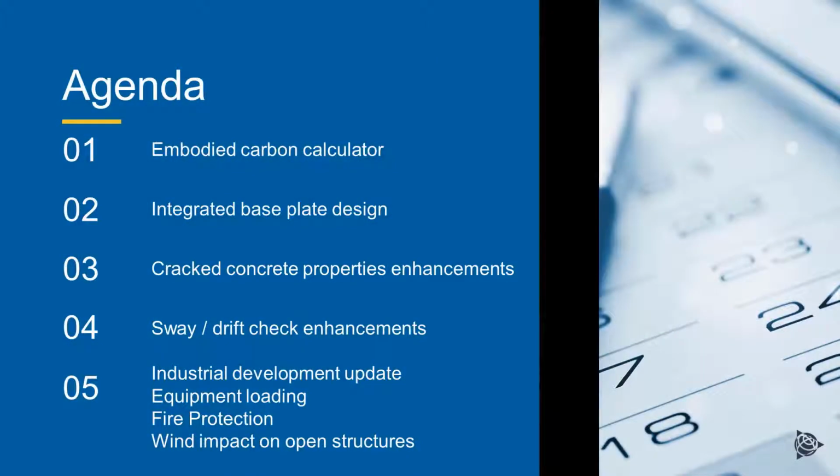The 5 main highlights for today: Embodied Carbon Calculator, integrated baseplate design, cracked concrete properties enhancements, sway drift check enhancements, industrial development update including equipment loading, fire protection, and wind impact on open structures, and some further enhancements and updates.